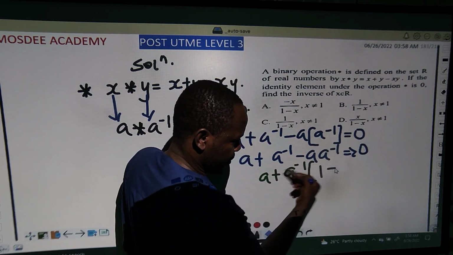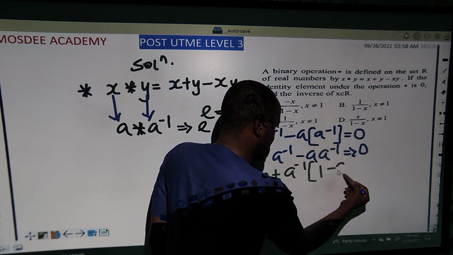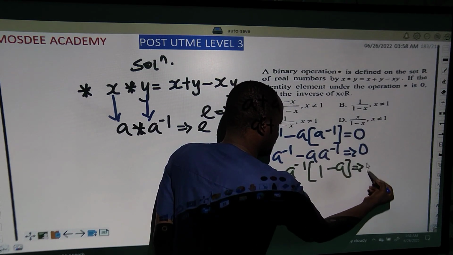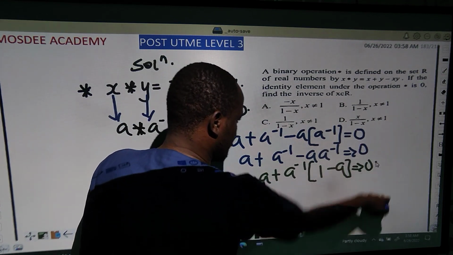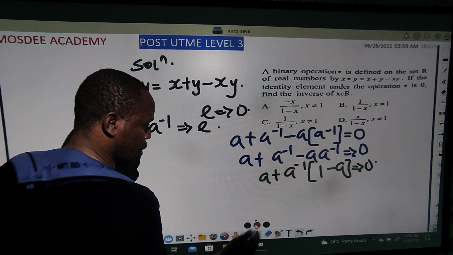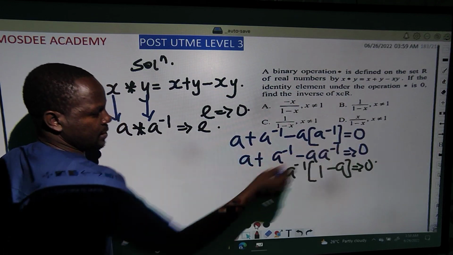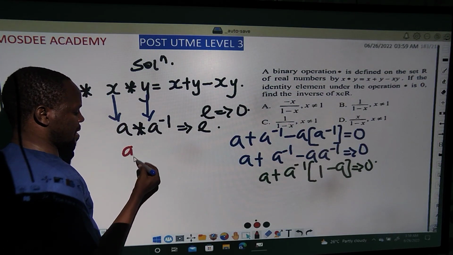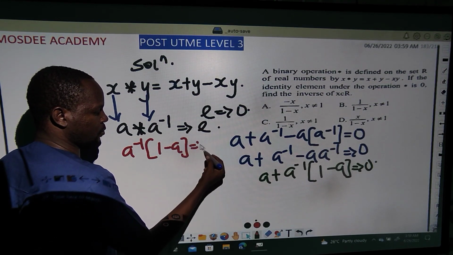I'm factorizing. A inverse is A inverse times 1, A inverse minus A is equal to 0. I need A inverse as the subject of the formula. From here I can move this one to the other side. For understanding's sake, I hope you are following: I'm moving this A to the other side, it will be minus, crossing over the 0. It will be A inverse bracket 1 minus A is equal to negative A.